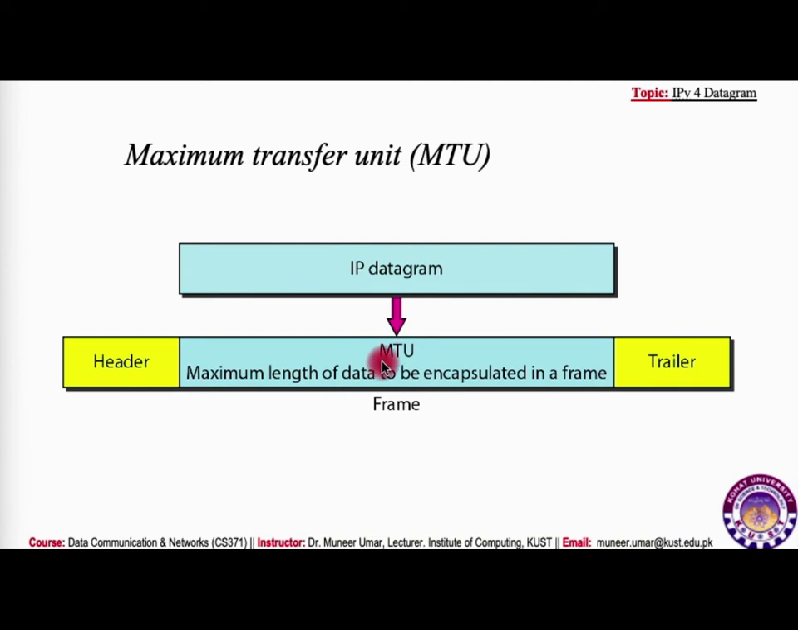So here we must have the MTU, the maximum length of data to be encapsulated in a frame. So this size must be specified. The value of MTU differs from one physical network protocol to another. For example, the value for a LAN is normally 1500 bytes. But for a WAN, it can be larger or smaller, depending.